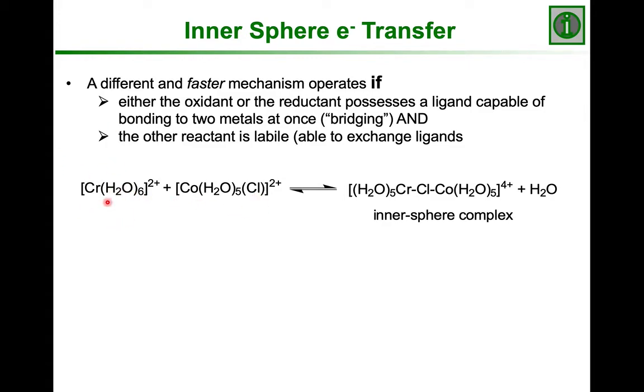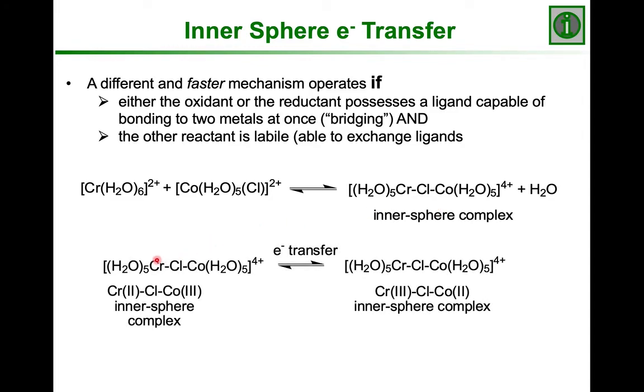So if we go to the chromium center, it ends up that this is a d4 high spin complex. This d4 high spin complex is very labile. It loses a water and gets coordinated by one of the lone pairs of the chloride. It forms a bridging complex. So right now we still have chromium 2, cobalt 3, with a chloride here in the middle, and then everything else is a water. So we have 2 plus and 3 plus, that's 5 plus, and a minus 1 ligand is how we get this 4 plus overall for this complex. So this is called an inner sphere complex. It's bridged by the chloride ligand.